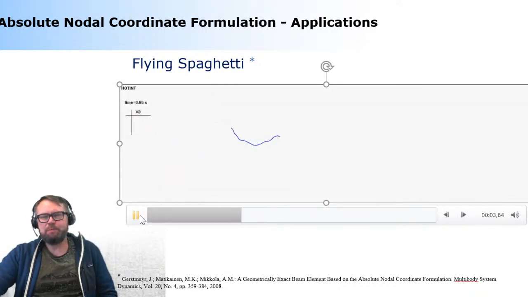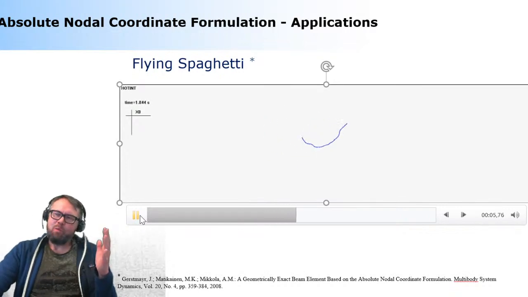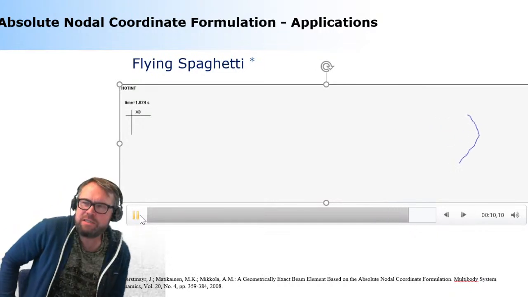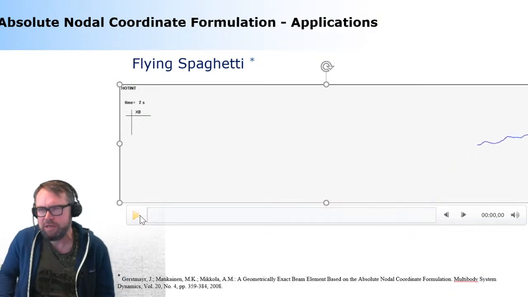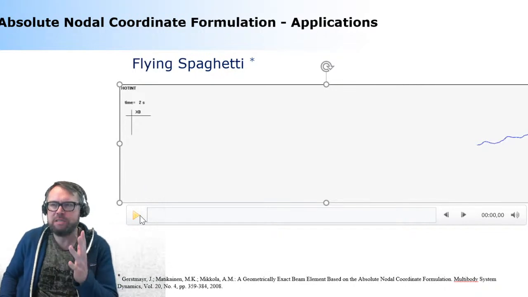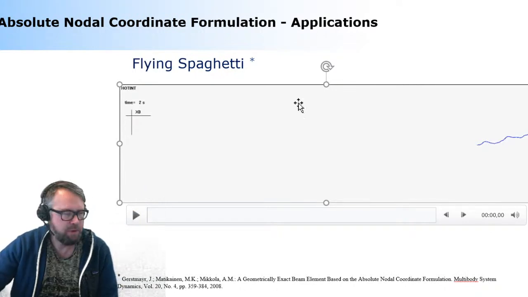So this is a flying spaghetti. Why? Because we wanted to test whether it can predict this correctly. And you know that this is computationally very challenging to compute. And we agreed that, okay, this is what happens in the reference case too. So we can now apply this in practical examples.